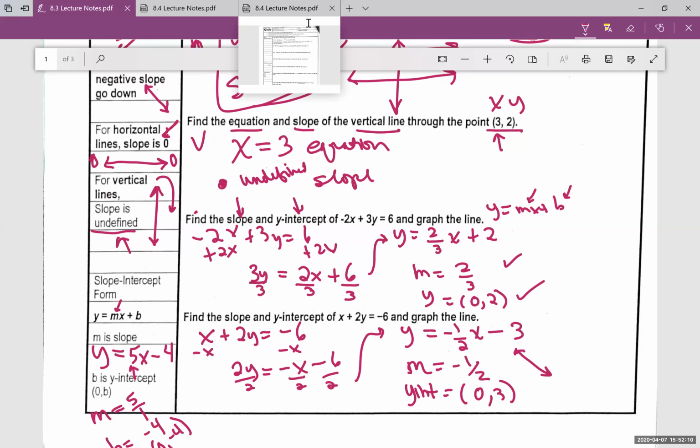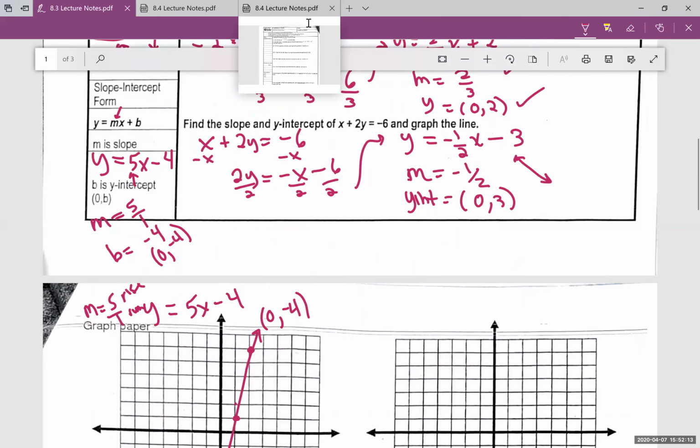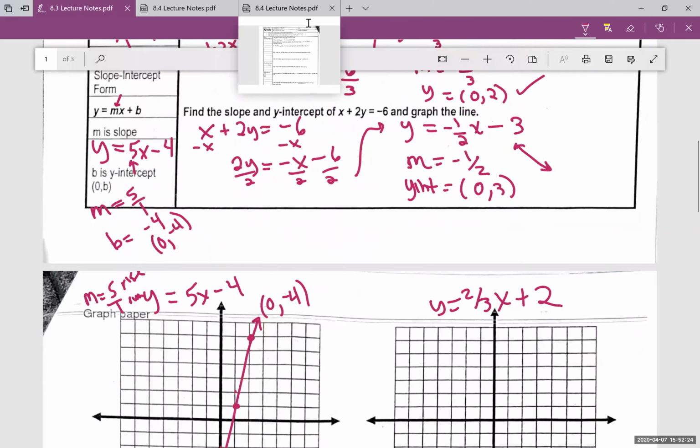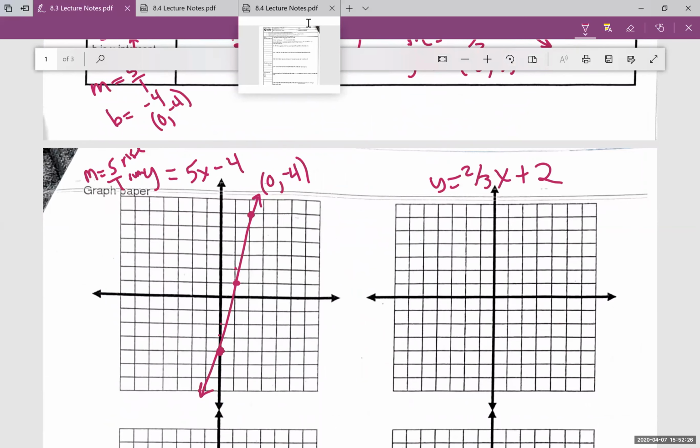And then let's go ahead and graph these last two. So this first one, let's graph this one. y equals 2/3 x plus 2. The y-intercept is positive 2. That's what you start with first. And the slope is up 2 over 3. So from the y-intercept, you go up 2 over 3, and you draw a point. It's as simple as that.